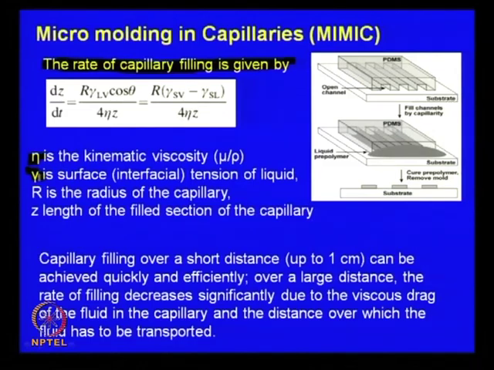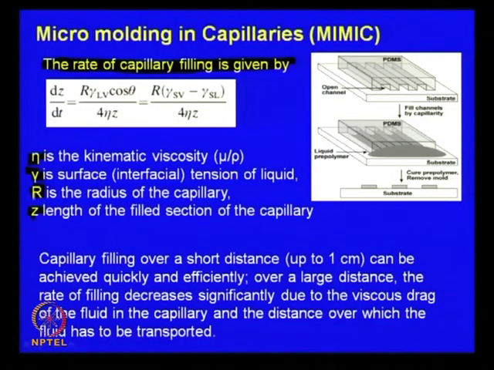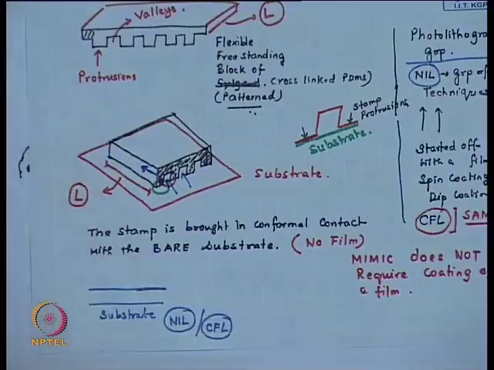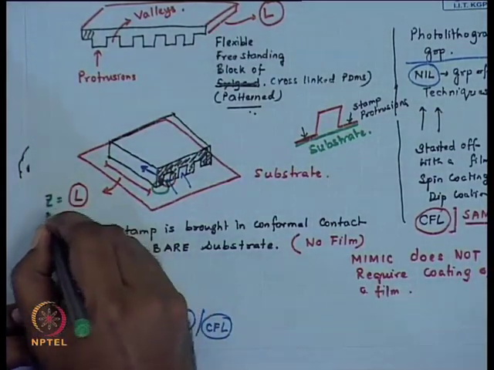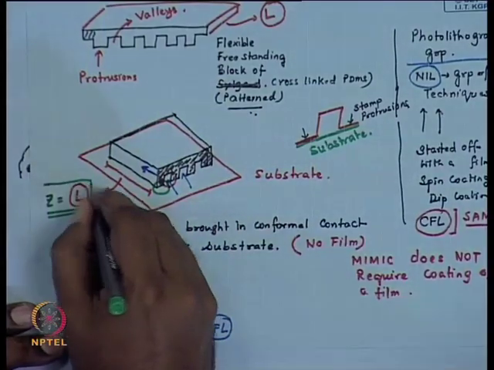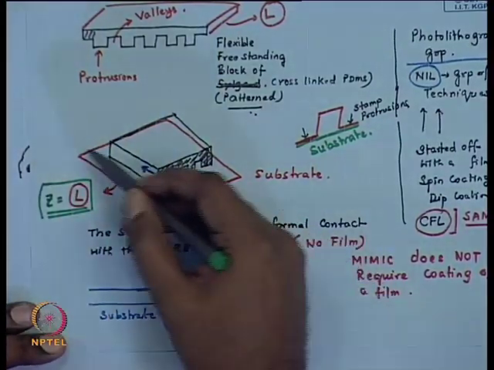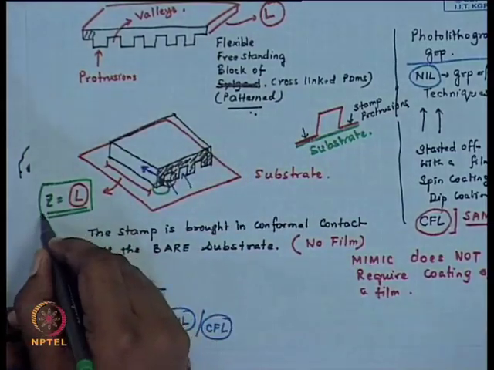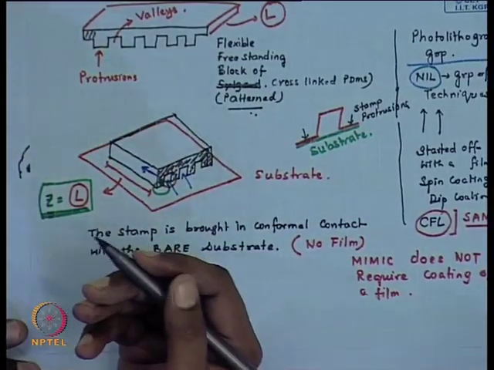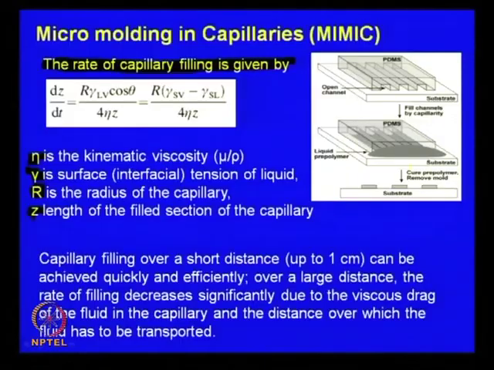So, gamma is the usual surface tension, r is the radius of the capillary, which, if you have a non-circular conduit, you can think of as the equivalent diameter or the hydraulic radius. Z is the length of the filled section of the capillary. So, essentially a scenario like this, where your stamp is in conformal contact with the substrate, your final objective would be to fill up the entire length. So, the final Z you want to fill up is L, but this equation gives you an idea about the time dependence of the filling rate.